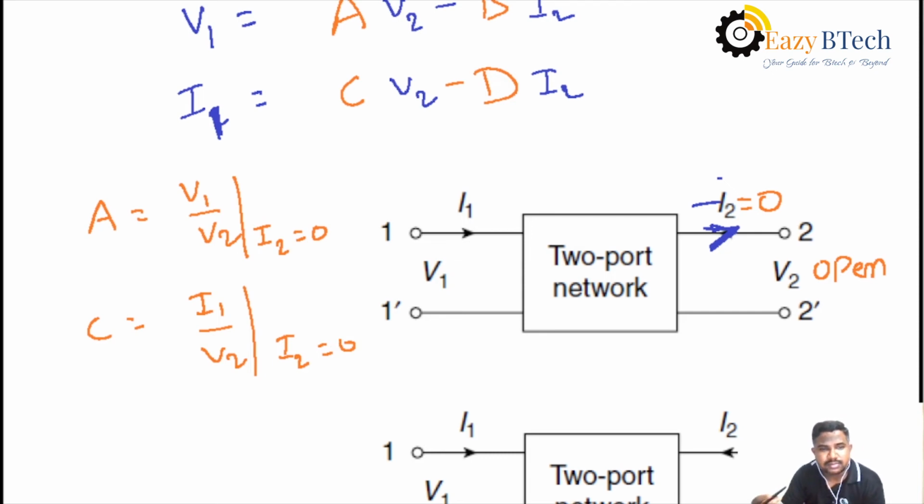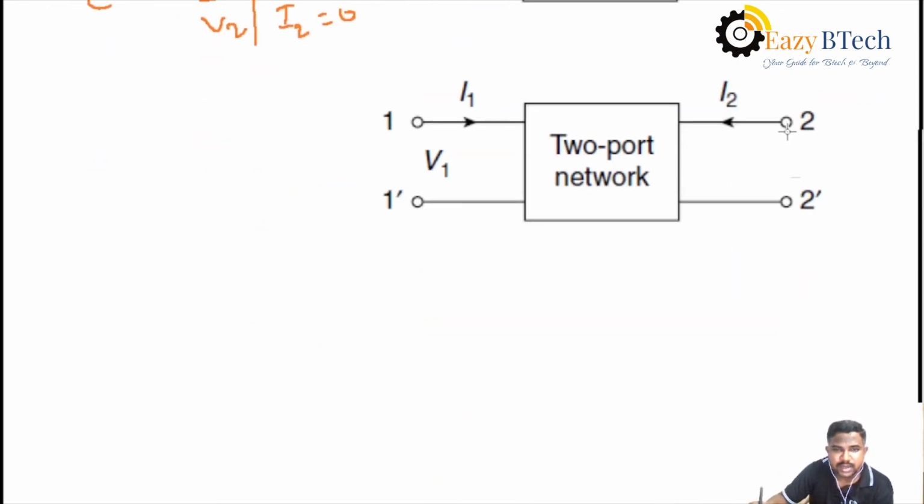Then what is the second condition? In the second case, if you want to find parameter B and parameter D, then you must take V2 equal to 0. How to make the voltage 0? It will be short circuited. Then the voltage V2 you can eliminate. The second port will be short circuited. You make it short circuited, then V2 equal to 0. Then how to find the second parameter B and the third parameter D?